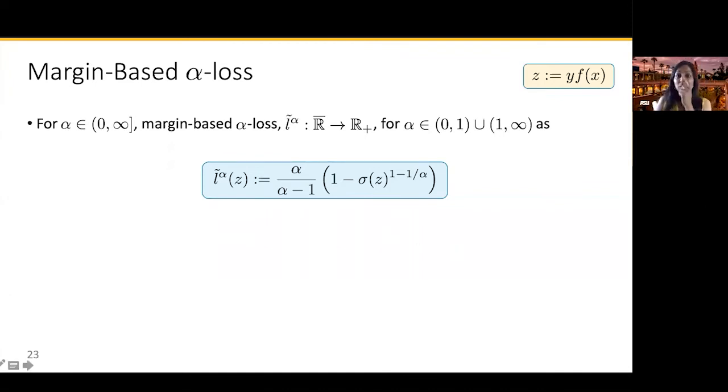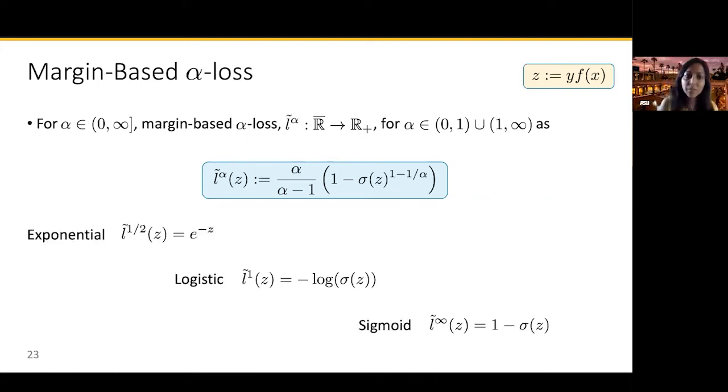So coming back to where I was, here's my margin-based form of alpha loss. And what is Z? Z is now the product of the label and the classification function. And that's my probability, and I raise it to my power and then scale it like this. And kaboom, you put in different alphas, you get these. You get the sigmoid version of the 0-1 loss, you get the logistic function, and then you get the logistic loss and the exponential loss.